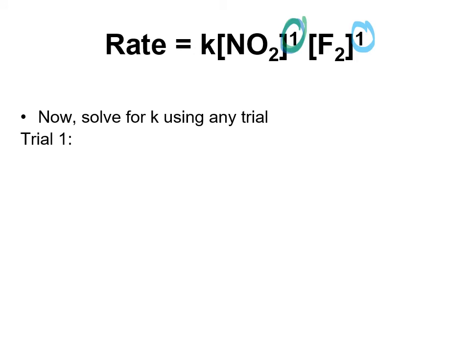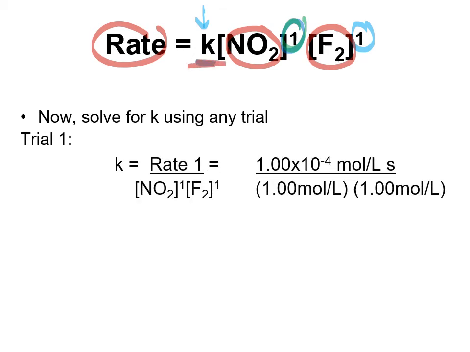Now we can solve for k. Since we've solved for 2 of the variables, we can now solve for the third variable, k. Essentially, just pick any one of the trials, take the rate from the trial, take the concentration of NO2, take the concentration of F2, apply the exponents, and solve for k. So let's take trial 1. We can plug in the data, rearrange for k, solve for k, and you should end up with a k value of 1 times 10 to the negative 4.